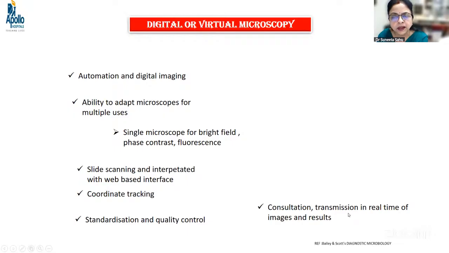So this is how advanced it has become from the way back years of the 17th or 18th century till now. We have moved ahead from a compound microscope to better imaging, better resolution, and the fluorescent microscope. Now we have come to a digital or virtual microscope where the slides can be put and scanned using a web-based interface. We can track the slides, we can standardize and do proper quality control, and we can also consult and give our reports in real time with real time images.